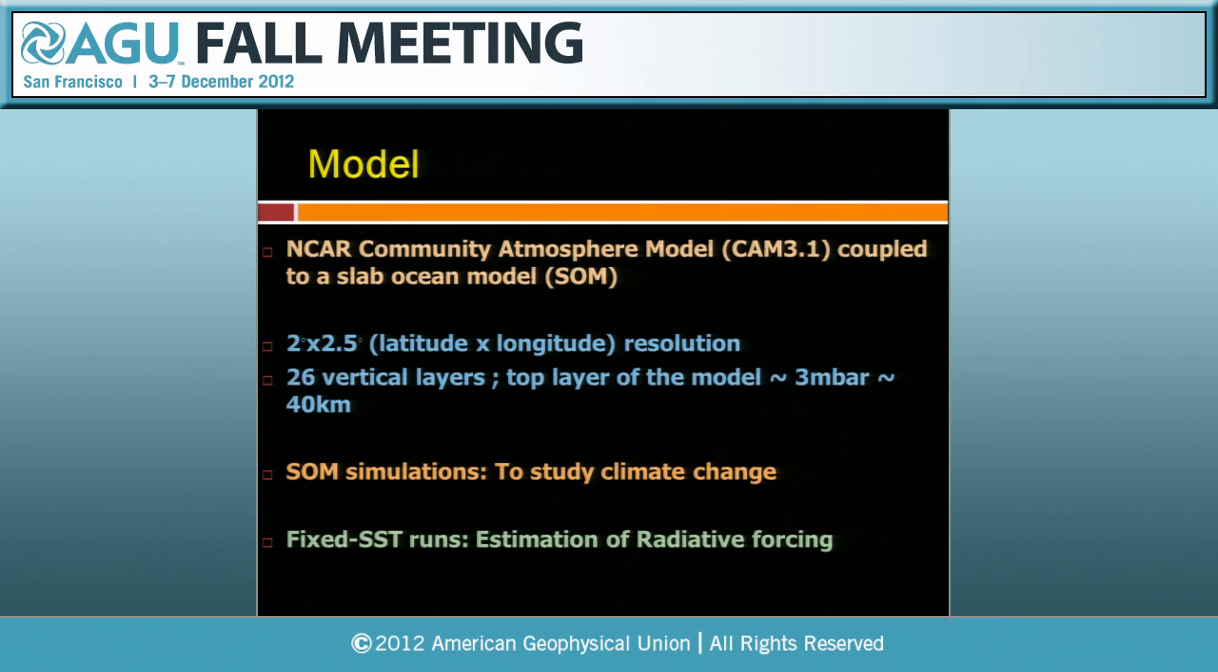The model we used is the NCAR model at 2-degree resolution, and we used the slab ocean as well as the fixed SST modes. The slab ocean model is used for the climate change experiment, and fixed SST runs are used for estimating the radiative forcing.